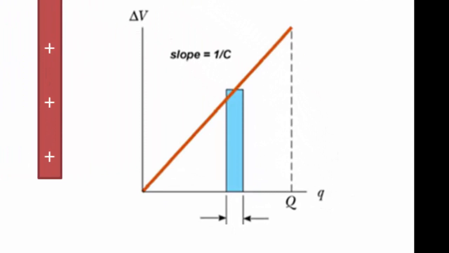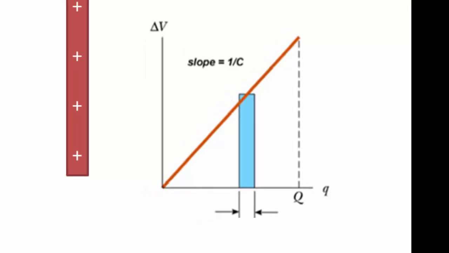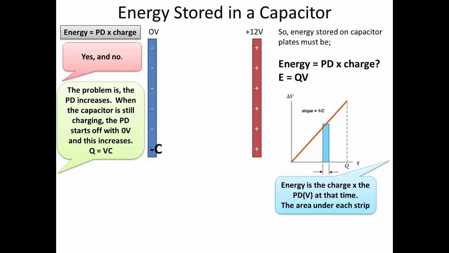And the graph looks like this. We have potential difference on the y-axis and we have charge on the x-axis. The interesting thing is, we know that the energy is the potential difference times by the charge, but it's changing all the time. So we find little strips and we find out the work done, or the energy, is the potential difference which is changing times by the charge which is changing. So the energy is the charge times by the potential difference at that time. In other words, it's the area under each strip.